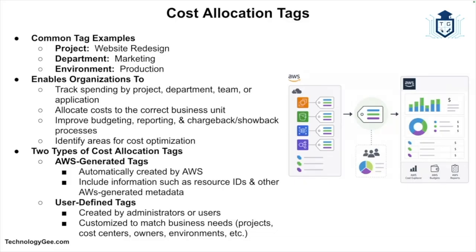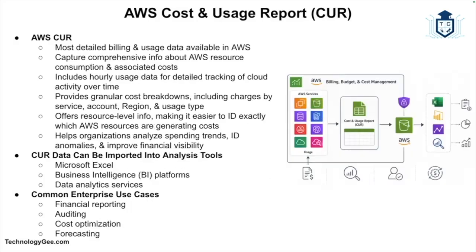And once enabled, these tags appear in billing reports and tools like Cost Explorer. Now, if you want the most detailed billing data possible, then AWS provides what is called the Cost and Usage Report. This report includes hourly usage data, detailed cost breakdowns, and resource level information. It's typically stored in Amazon S3 and can be analyzed using tools like Excel, BI tools, and data analytics platforms. In enterprise environments, this is often used for financial reporting, auditing, and cost optimization strategies.